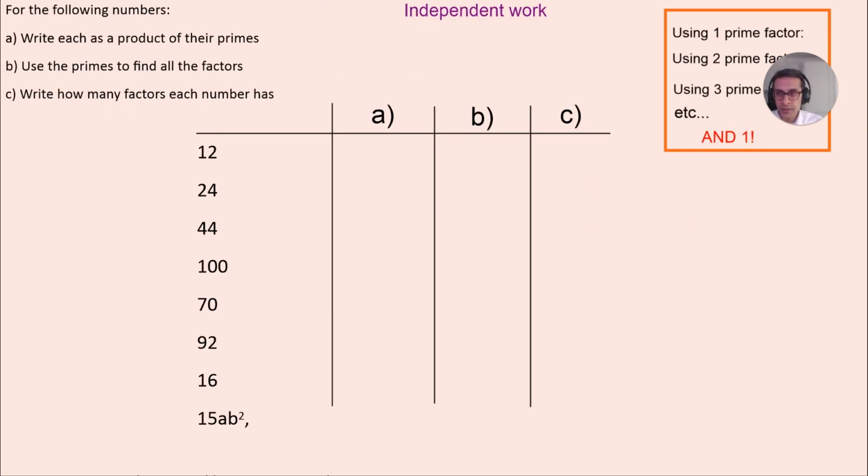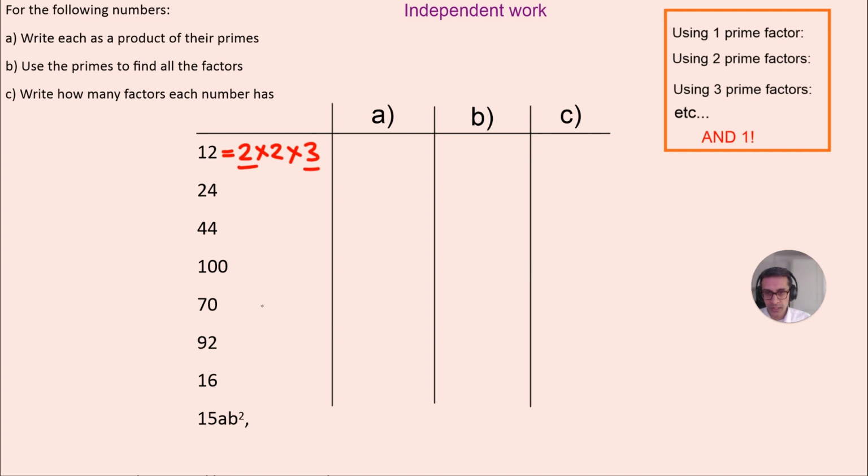So here are some practice questions for you to try using that method. So write them as a product of primes. So I'll just give you a clue with 12. It's going to be 2 times 2 times 3. And then just using one of those numbers, what factors can you say? Well, it's going to be 2 and 3. Using 2 numbers, you could go 2 times 2, 2 times 3, and then using 3 numbers is 2 times 2 times 3.